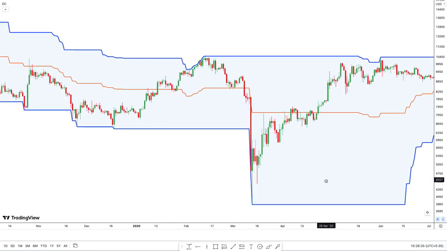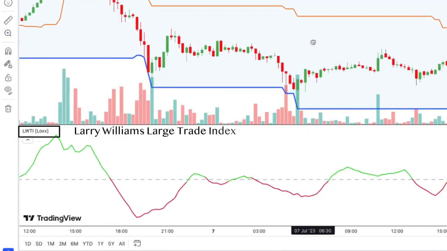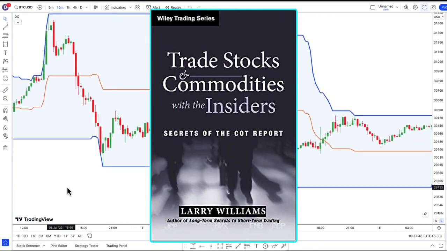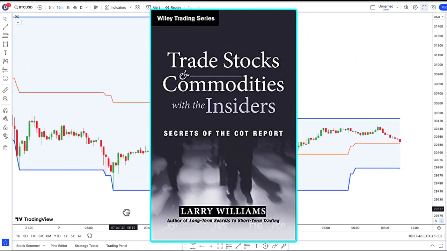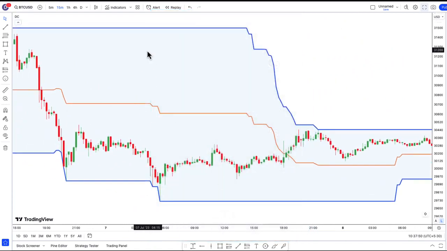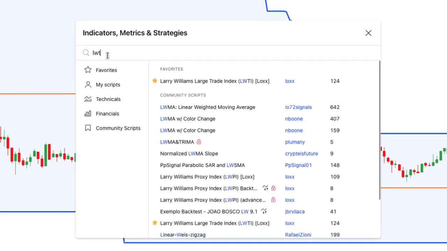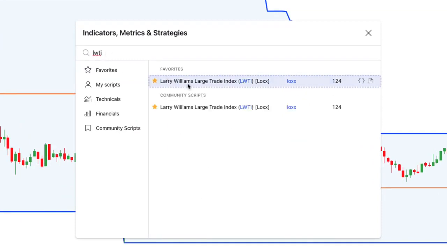The first indicator we will be adding to the chart is the Larry Williams Large Trade Index, also known as the LWTI, which was explained by Larry Williams in his book, Trade Stocks and Commodities with the Insider's Secrets of the COT Report. Navigate to the Indicator Search tab and search for the Larry Williams Large Trade Index. Select the indicator made by LOX and add it to the chart.